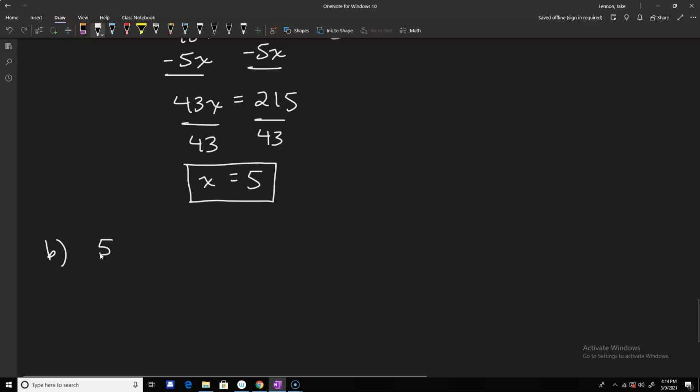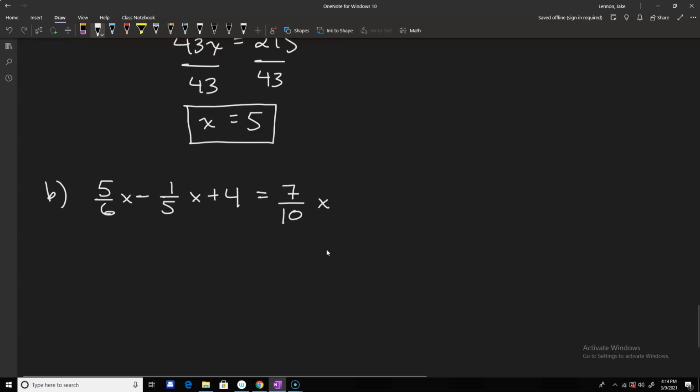So let's say 5 over 6x minus 1/5 x plus 4 equals 7 over 10x. So what is the greatest common multiple, or least common multiple rather, of 6, 5, and 10? Well, those all go into 30, right? So 30 would be what we'd want to multiply both sides by here. So we take 30 times 5 over 6x minus 1 over 5x plus 4, and that'll equal 30 times 7 over 10x.